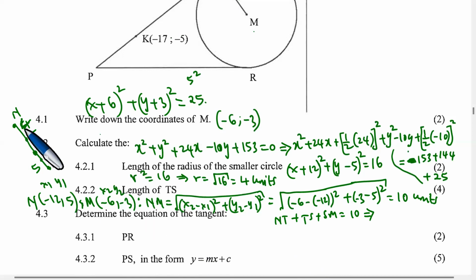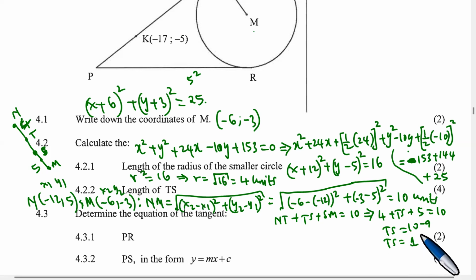Right, NT is 4 plus TS. SM is 5, and this is 10. So what is TS? TS is therefore 10 minus 9. What is 10 minus 9? 1 unit. So TS is 1 unit. They said find the length of TS. It's only 1 unit. Okay.